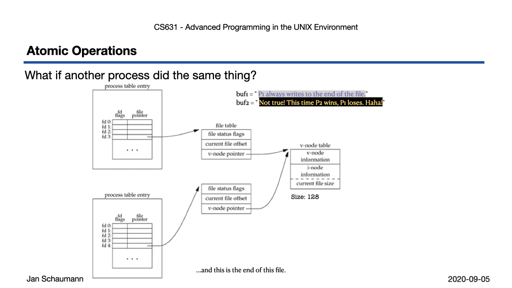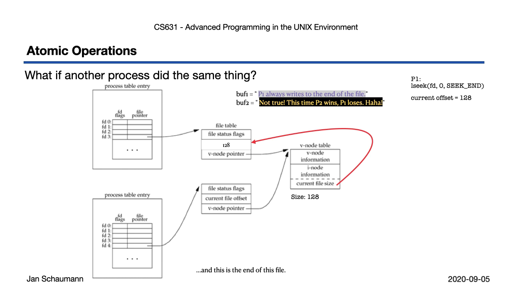Let's imagine two processes, both trying to append their respective buffer contents to the same file. Process 1 wants to append, while process 2 wants to append too. So let's pretend process 1 gets the CPU first and begins by calling lseek 0 SEEK_END. As we discussed, this copies the current file size to the current offset in the file table entry of process 1.